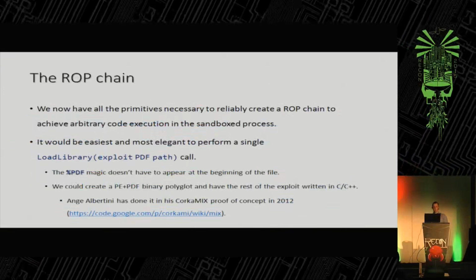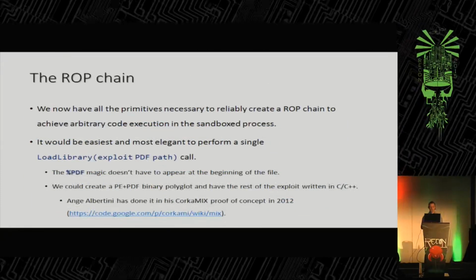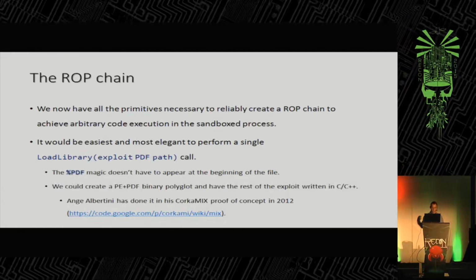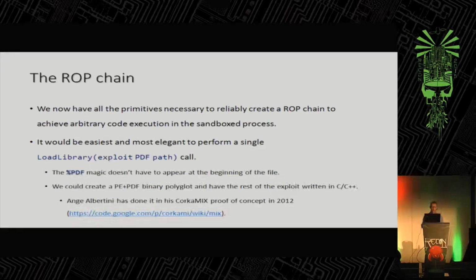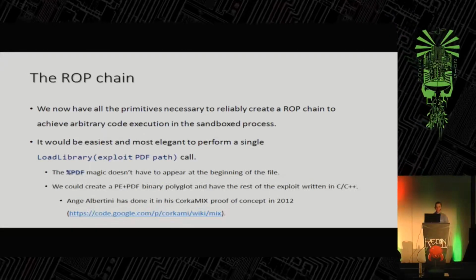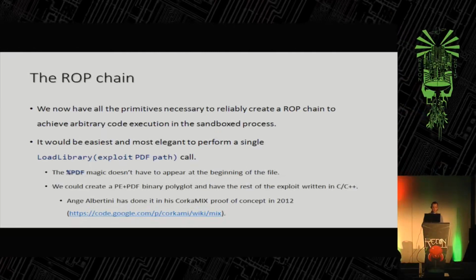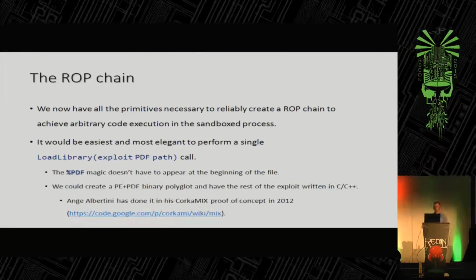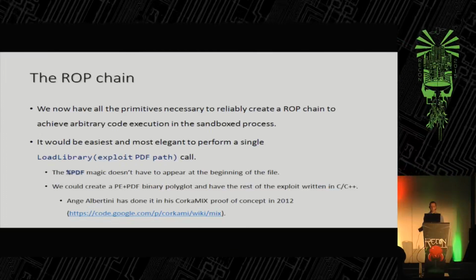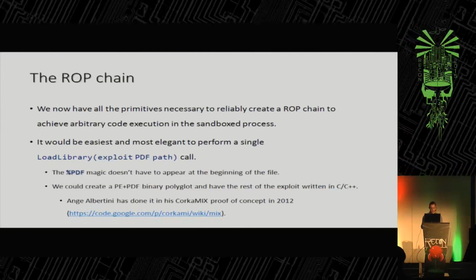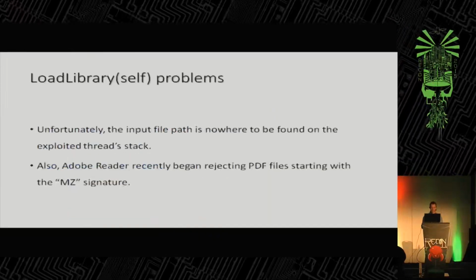And we can now think about what the ROP chain could do to make it as elegant as possible for us to continue the exploitation. So one thing would be to call a library with the path to the exploit PDF itself. Because the PDF magic doesn't really have to appear at the beginning of the file. It can be somewhere later on, I think in the first kilobyte or something. So we could just create a binary polyglot, which would be both a PE and a PDF file. And the PE file would be a DLL that has the second stage code that we can execute. And Ange Albertini has already done it as a proof of concept in 2012.